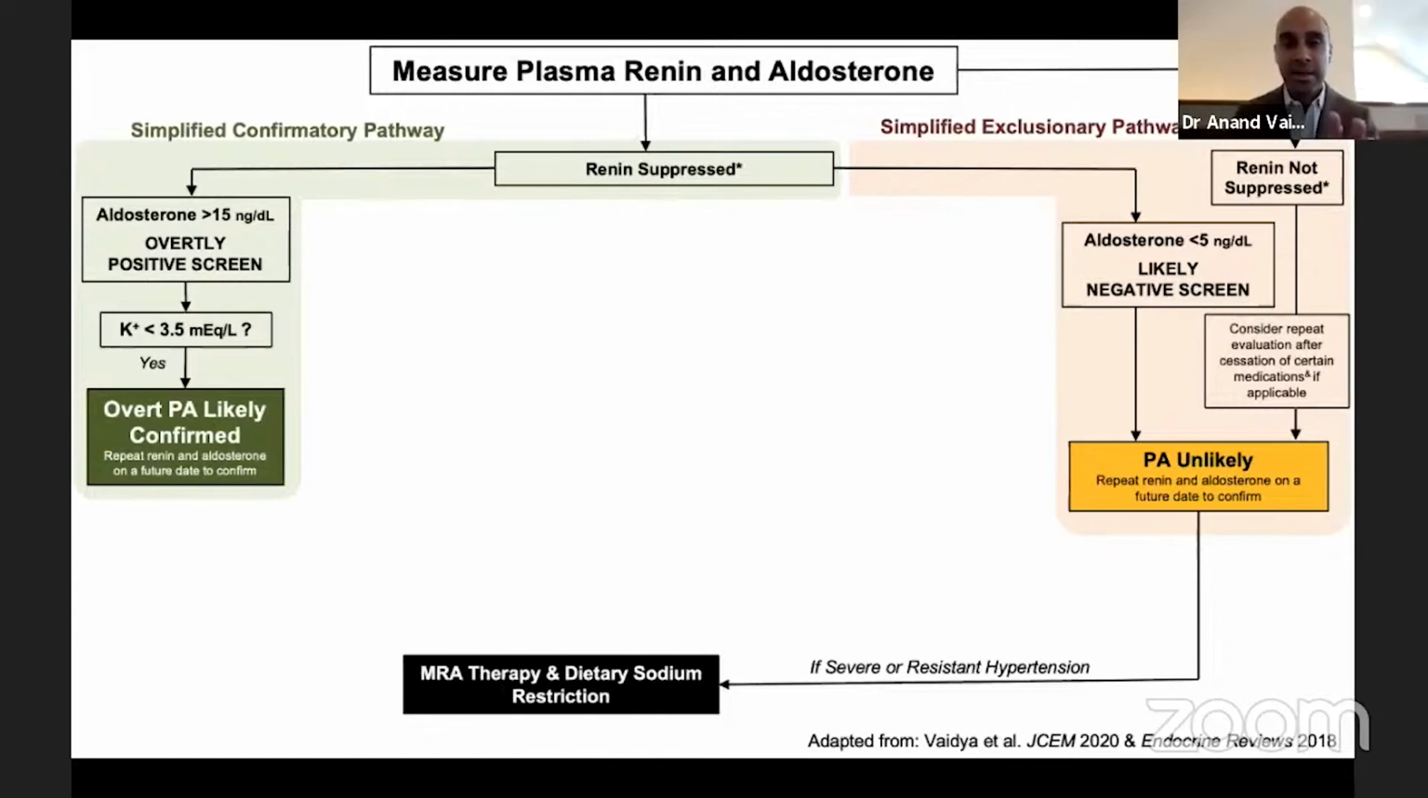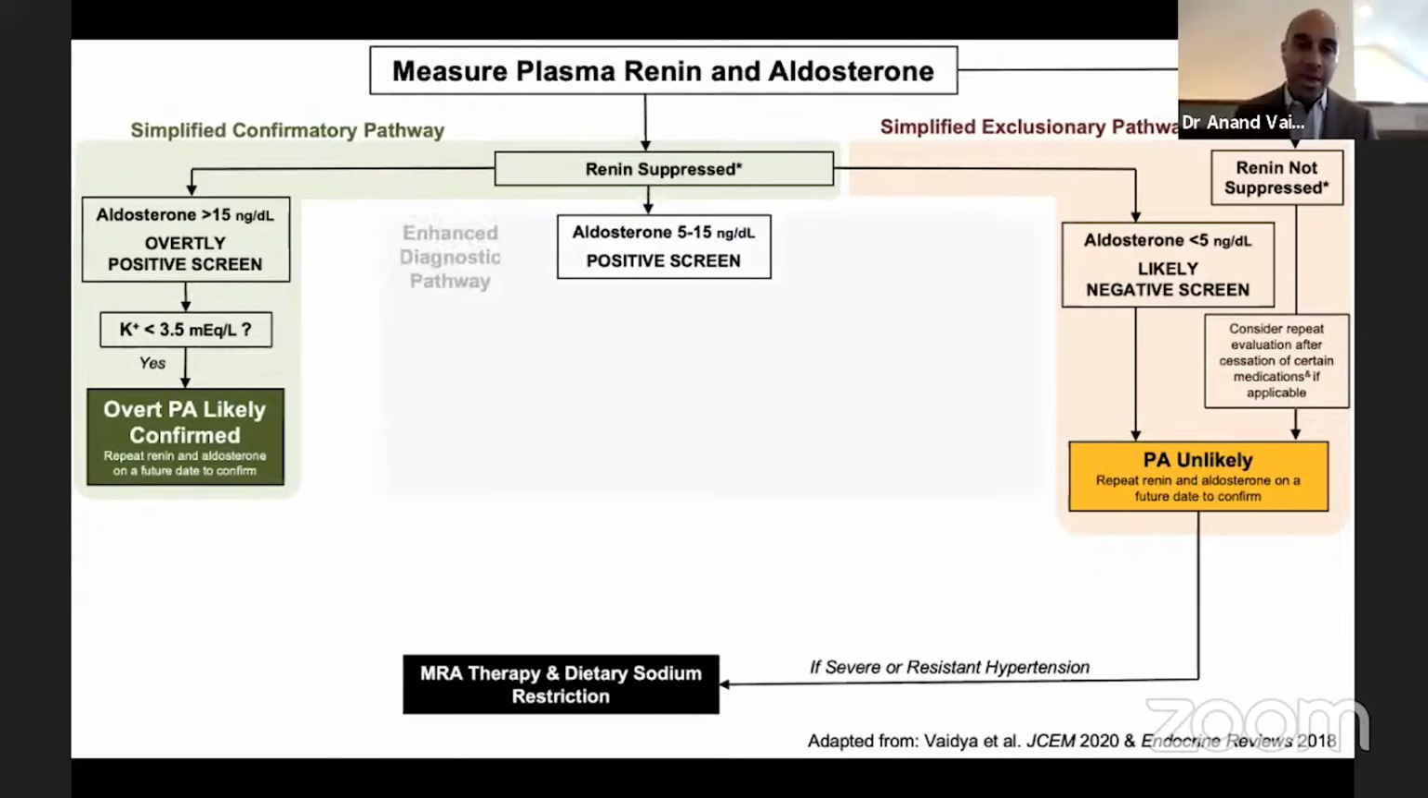So the tricky part is in the middle. If the renin is suppressed and the aldosterone is between 5 and 15 nanograms per deciliter, I still consider this a positive screen. A screening test should be highly sensitive. You should never miss true cases. So you call this a positive screen. And then you might need to do more work, what I will call the enhanced diagnostic pathway.